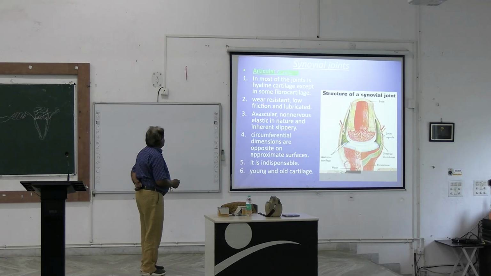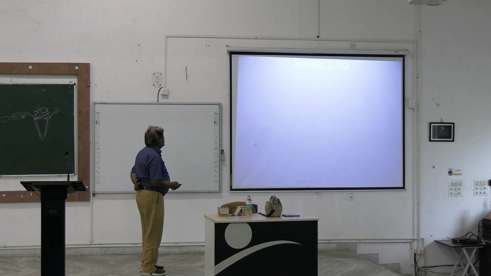Wear resistant, low friction and lubricated, avascular, non-nervous, elastic in nature, inherently slippery. Circumferential dimensions are opposite on approximate surfaces. It is indispensable. Young and old cartilage. Functions: provide a smooth gliding surface and reduce forces of compression and weight bearing.